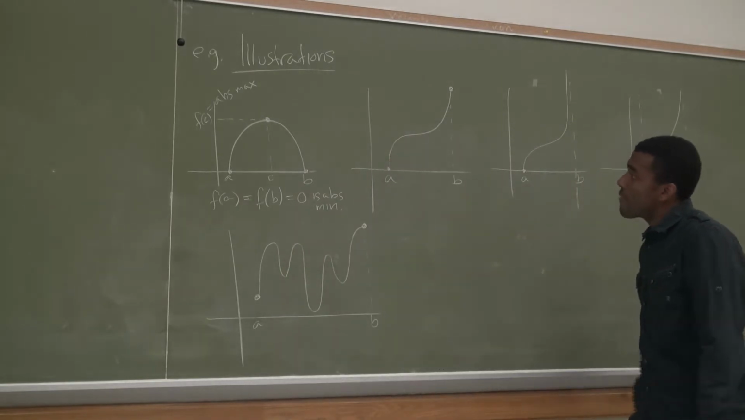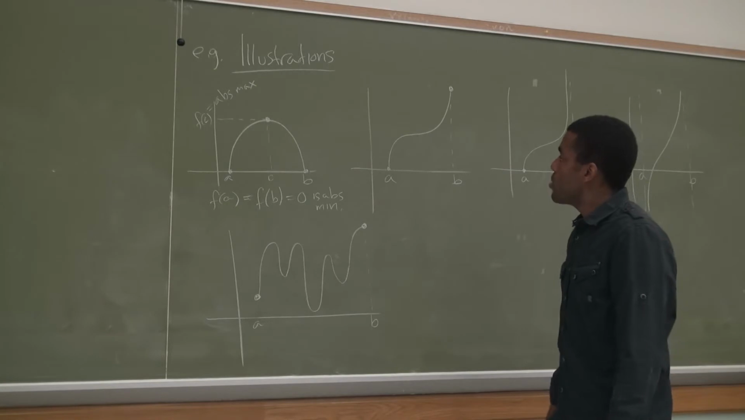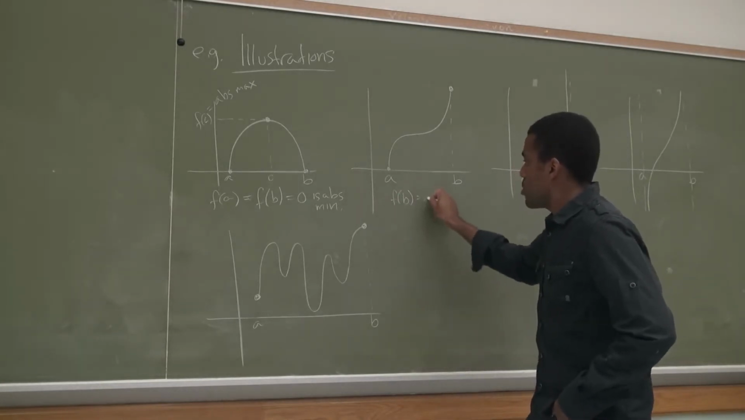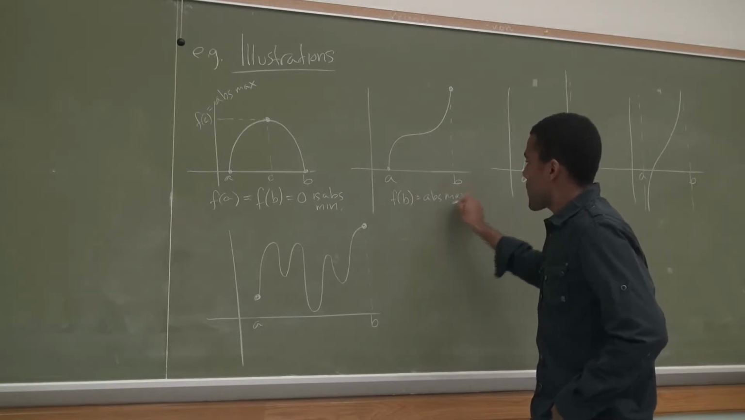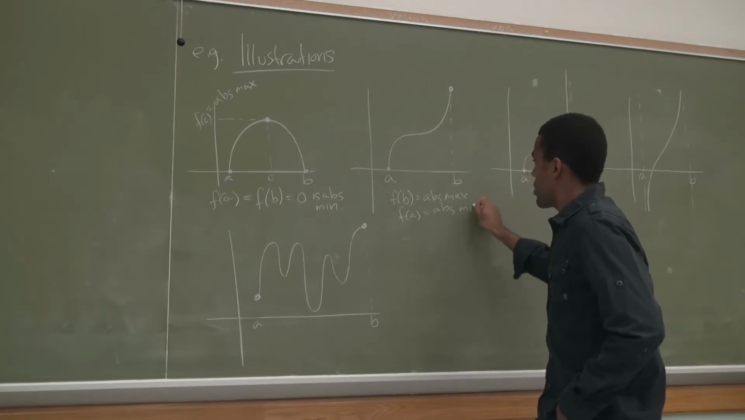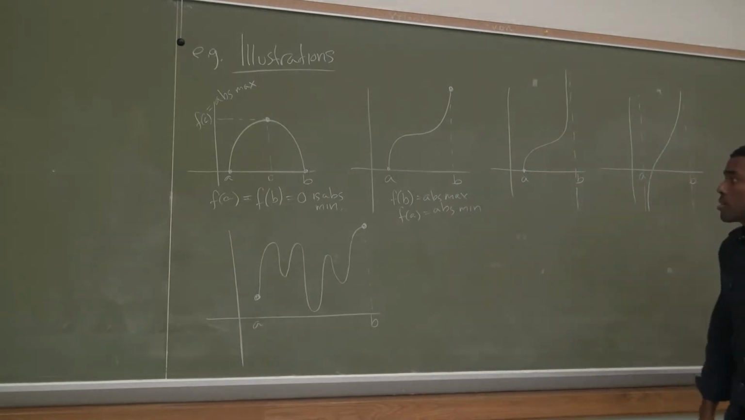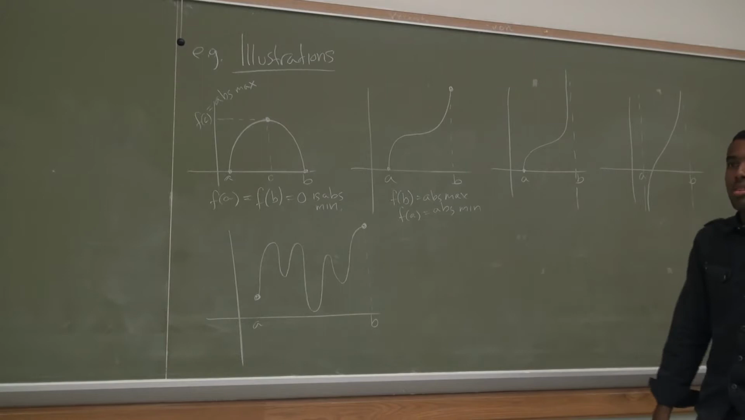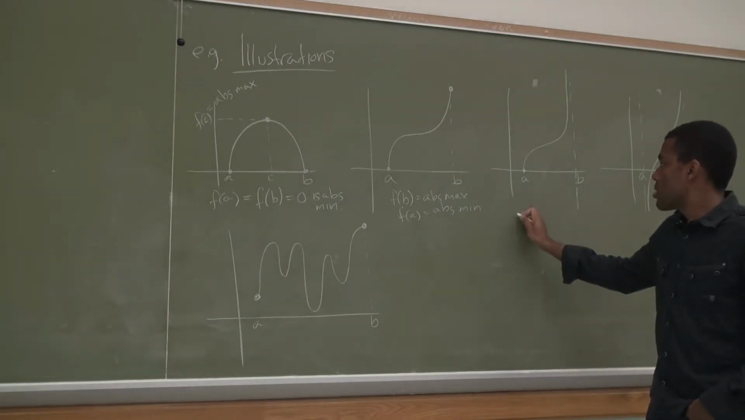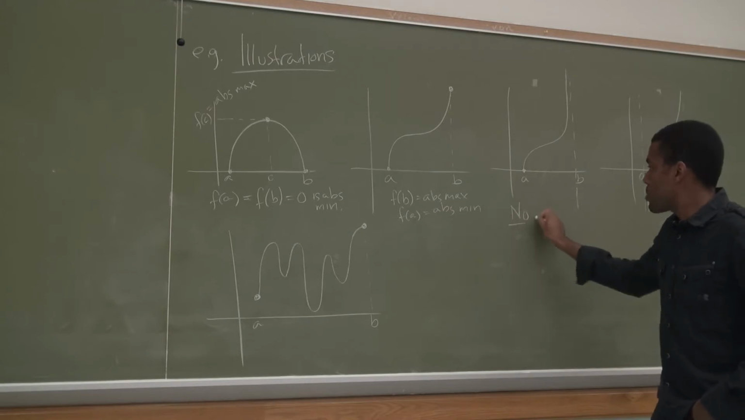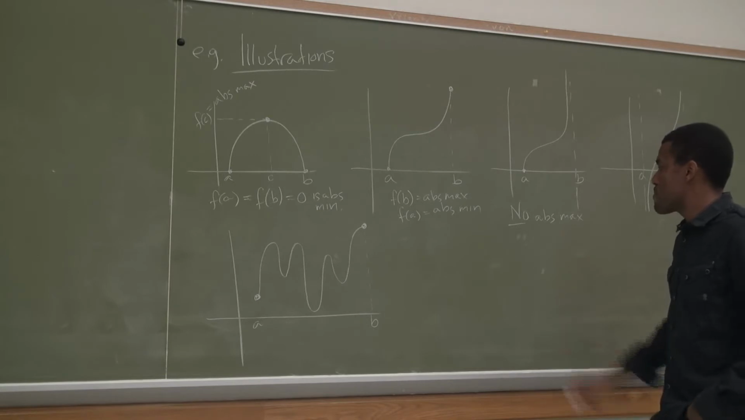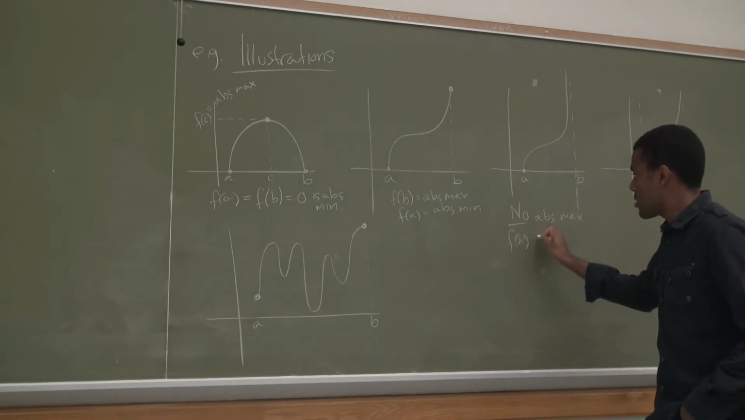What about here? What's the absolute max? F of b is the absolute max. F of a is absolute min. What about this graph? What doesn't exist? Right, this has no absolute max. Does it have an absolute min? F of a is the absolute min.